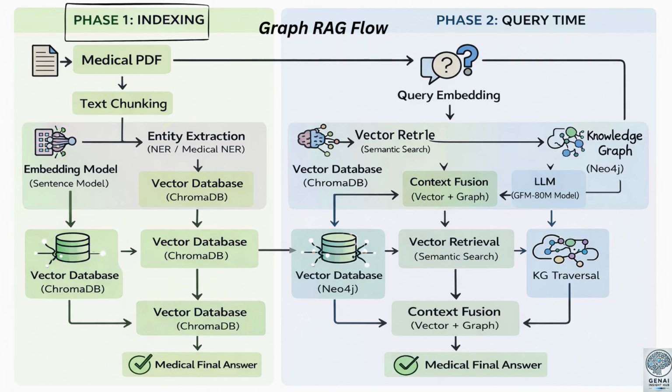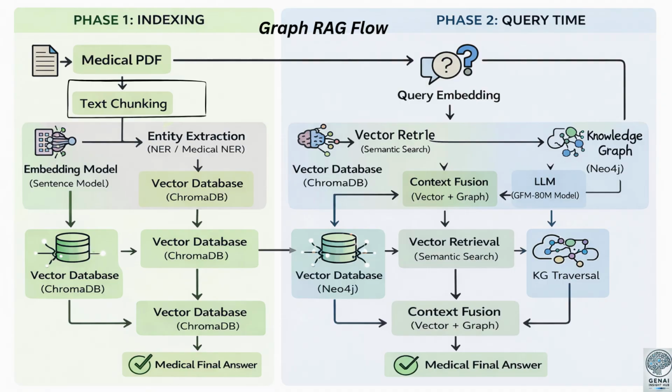The process starts with the medical PDF. This is the source document that contains medical information such as diseases, symptoms, and treatments. Next, the document goes into text chunking. Here, the large PDF is divided into smaller text sections so that it can be processed more efficiently by embedding models and databases. After chunking, the system uses the embedding model, sentence model.